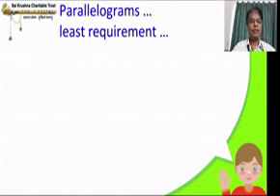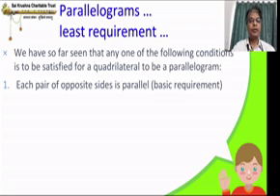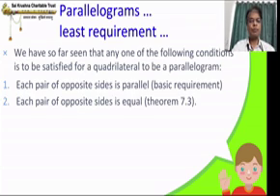You are seeing one different heading, parallelograms, least requirement. Let us see what is that. We have so far seen that any one of the following conditions is to be satisfied for a quadrilateral to be a parallelogram. Each pair of opposite sides is parallel, basic requirement. Recall what you saw in the flow chart, first page. This is mentioned in the red within brackets. Then we saw the next property, that is each pair of opposite sides is equal, and also we proved a theorem for that, 7.3, that is a converse.